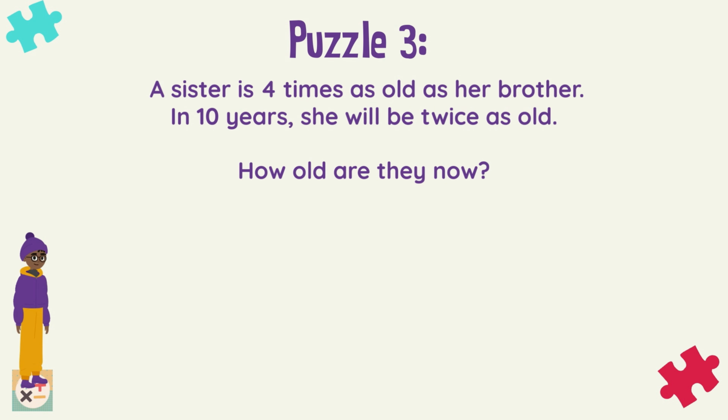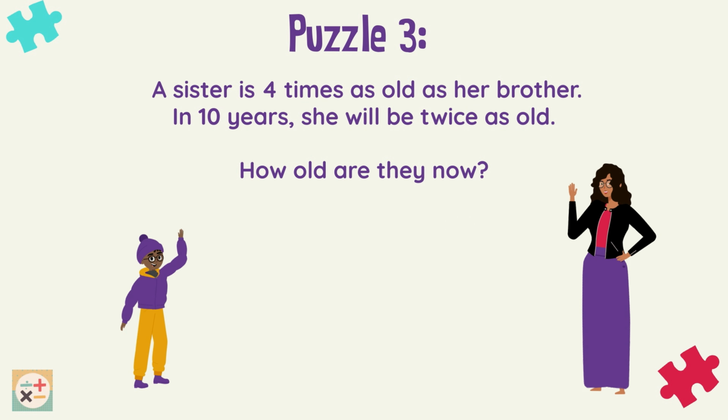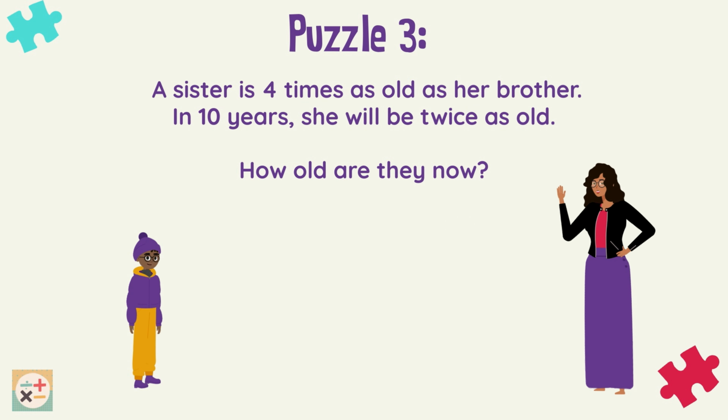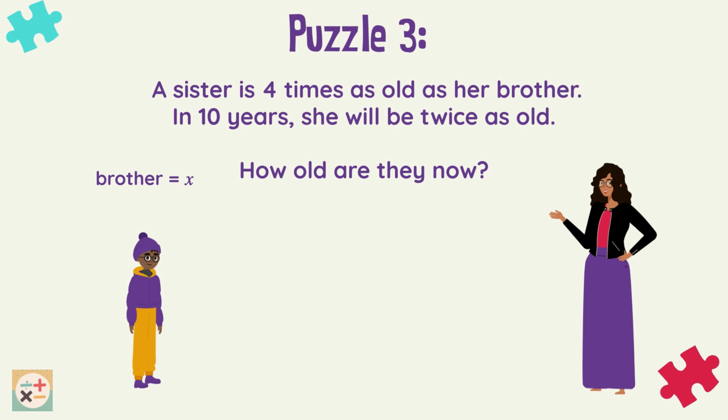Puzzle 3. This is a classic algebra puzzle. A sister is 4 times her brother's age now. In 10 years, she'll be only twice as old. How old are they right now? Let's use algebra to solve this one. We'll use x to represent the brother's age, and 4x to represent the sister's age, as she is 4 times older.